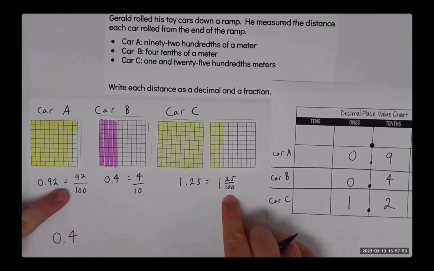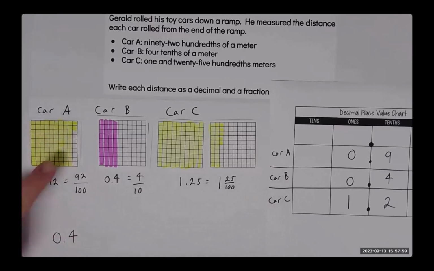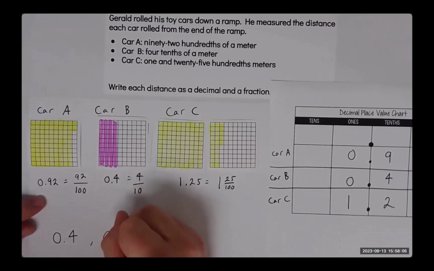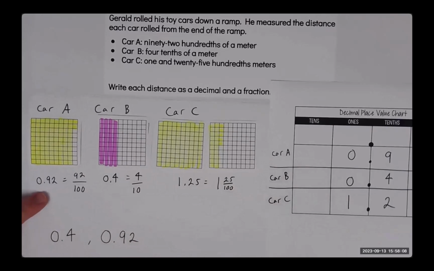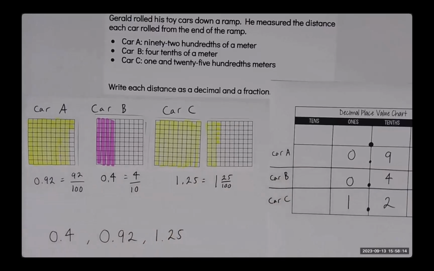Now I can compare 92 hundredths and 1 and 25 hundredths. Well, now with these two values, I know that 92 hundredths is less than 1 and 25 hundredths, because for 92 hundredths, I shaded in less than 1 whole. Whereas for 1 and 25 hundredths, I shaded in 1 whole and 25 hundredths more.